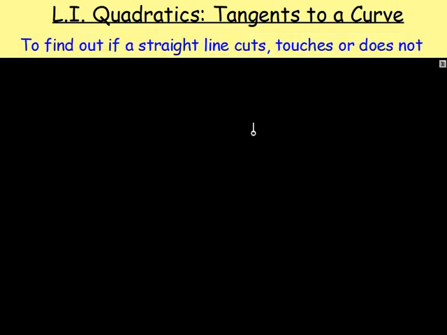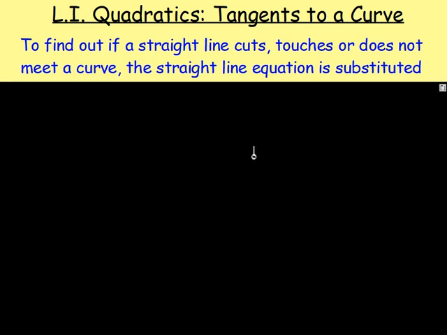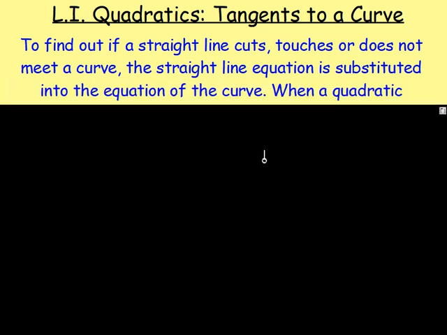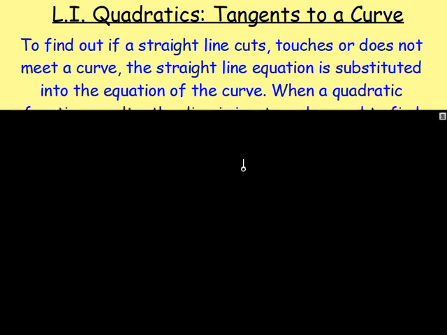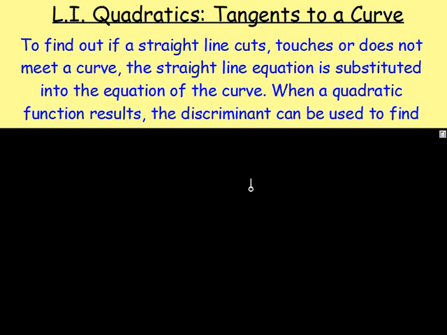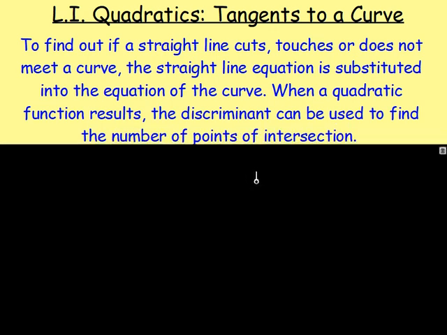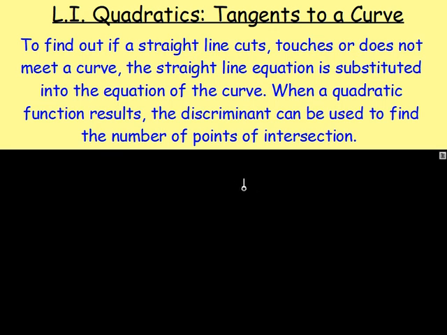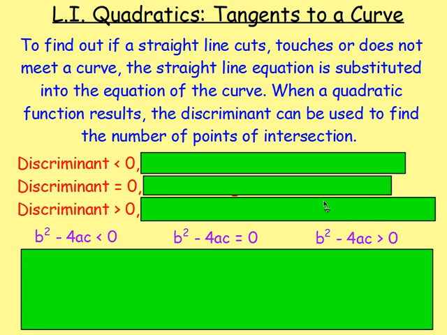To find out if a line cuts, touches, or does not meet a curve, the straight line equation is substituted into the equation of the curve. What you'll get out is a quadratic. With that quadratic, you then take the discriminant and use that to find out the number of points of intersection between the line and the curve. The discriminant will either be less than 0, equal to 0, or greater than 0.